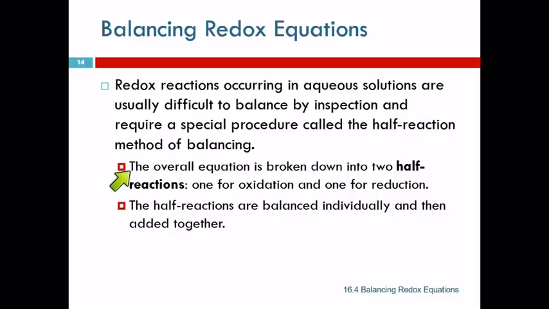So we take the overall reaction and we break it into two half reactions. We find the thing that's being oxidized, and we write a half reaction for that. And we find the thing that's being reduced, and we find a half reaction for that. We balance each of those separately, and then we add them back together.